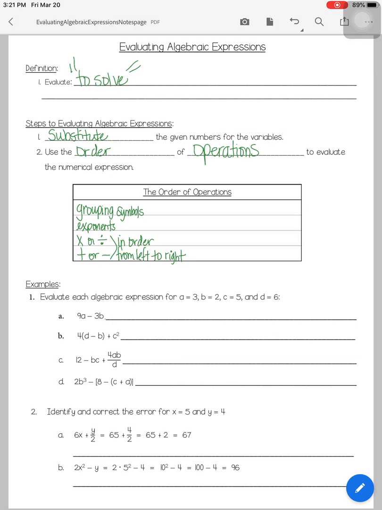All right, so we substitute the given number for the variables. And then we use the order of operations to evaluate the numerical expression. To recap the order of operations, we start with the grouping symbols. Then we move to the exponents. Then we multiply or divide in order from left to right and add or subtract in order from left to right. All right, so let's look at our examples.